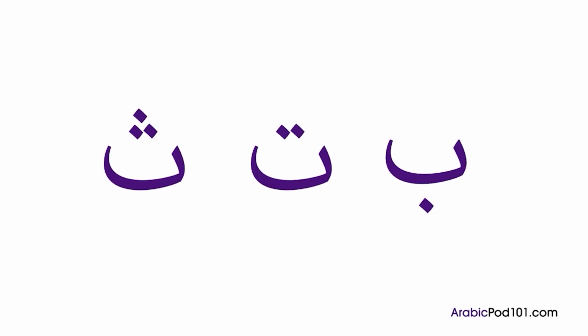That's it for the first lesson. Did you remember that the initial form of alif is the same as the isolated form, and the medial form is the same as the final form? Now let's move on to the next lesson. In the second lesson, we learned ba, ta, and tha.